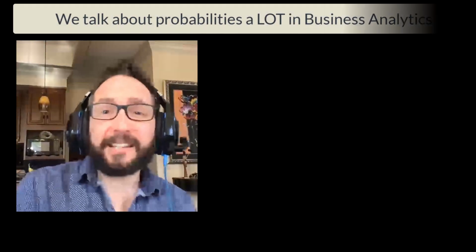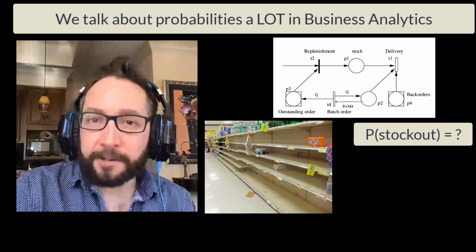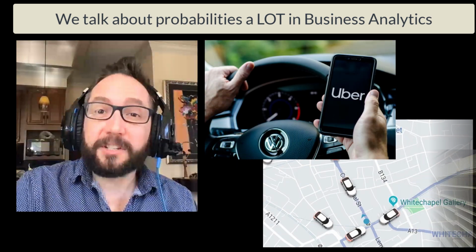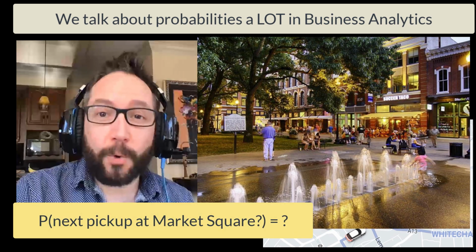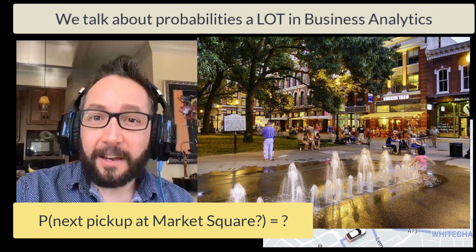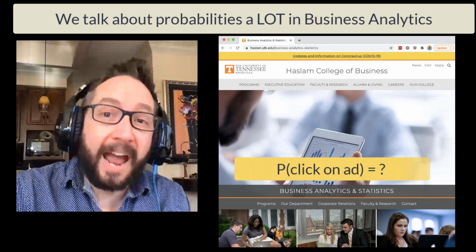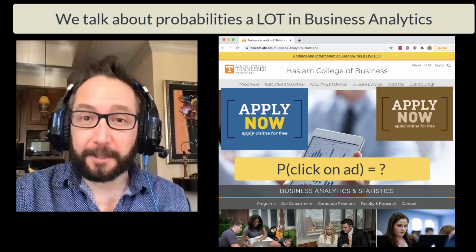In business analytics, we like talking about probabilities. What's the probability of a stockout under a particular inventory control policy? If we're an Uber driver, what's the probability that the next requested pickup is going to come from Market Square in the middle of Knoxville, Tennessee? If we're in advertising, what's the probability that a surfer is going to click on an ad if it's placed on the top left of the page versus the top right of the page?